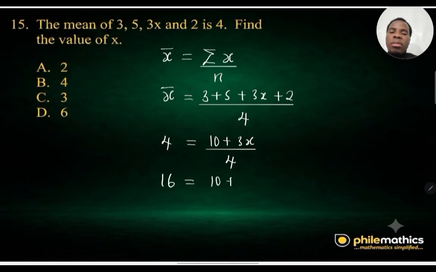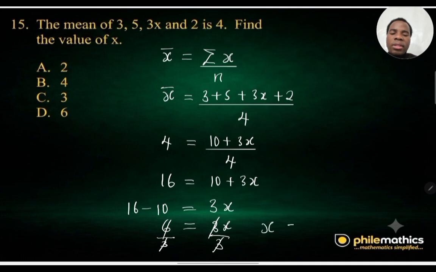This 10 plus 3x. We subtract 10 from both sides. We have 16 minus 10. If we subtract 10 here, we are left with 3x. And this is 6 equals 3x. And if we divide both sides by 3, because we are looking for x, we get that our x is simply 2, and that is A.